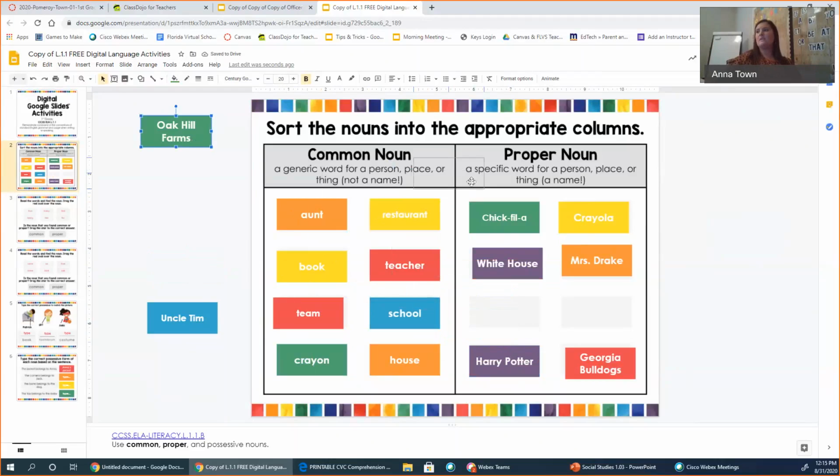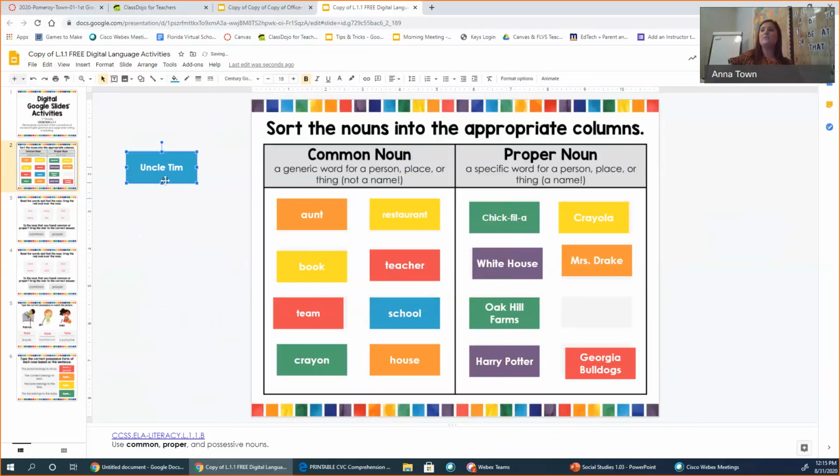Okay, let's take a look at this one. Oak Hill Farm. Yes, this is a proper noun. We are naming, boys and girls, a specific place, which is a farm. We're naming a very specific farm, so it's proper. Last one, Uncle Tim. Uncle Tim is proper because we're naming a person.